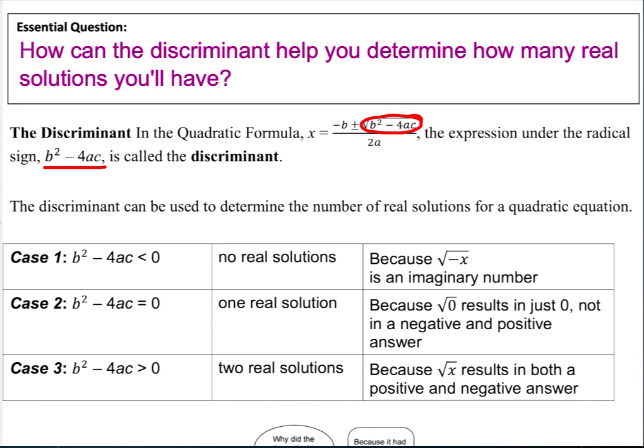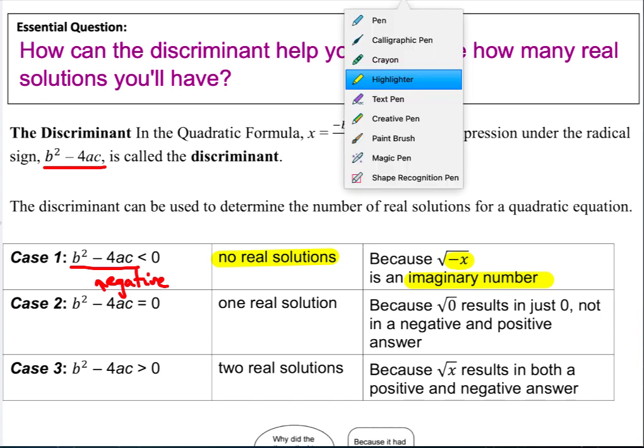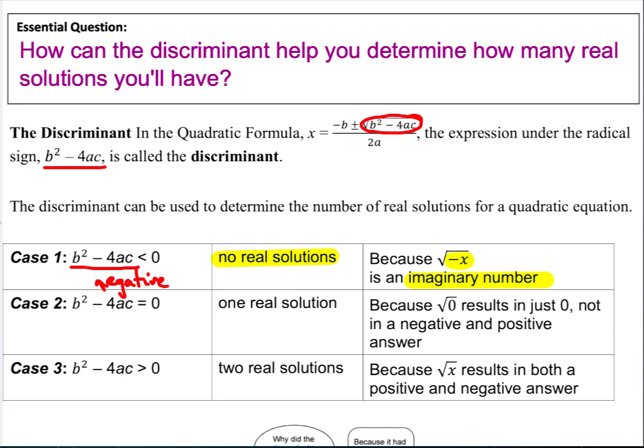So if that b squared minus 4ac is less than 0, meaning a negative number, there are going to be no solutions because you're going to get a negative number underneath of there, which is only an imaginary number. So if we get something less than 0, we know we're not going to have a real solution there.